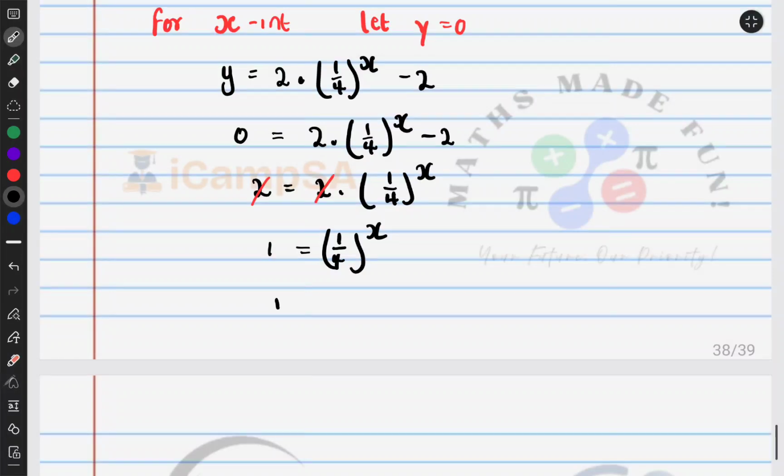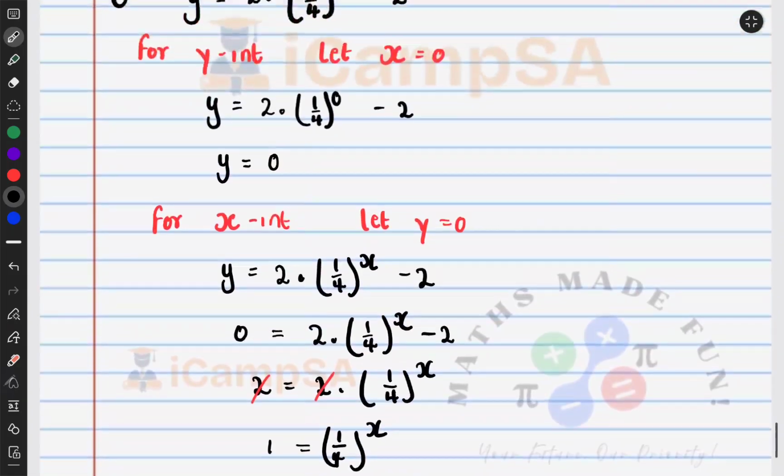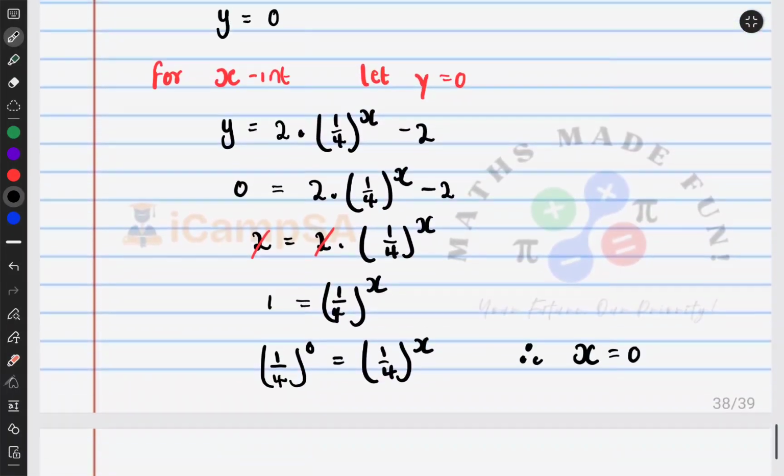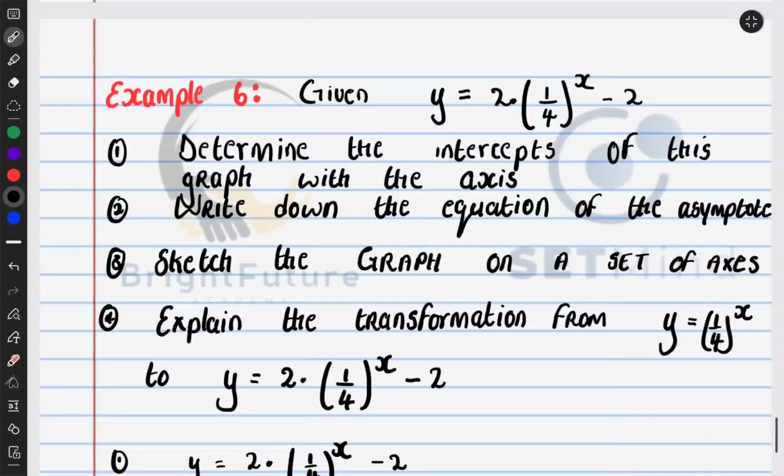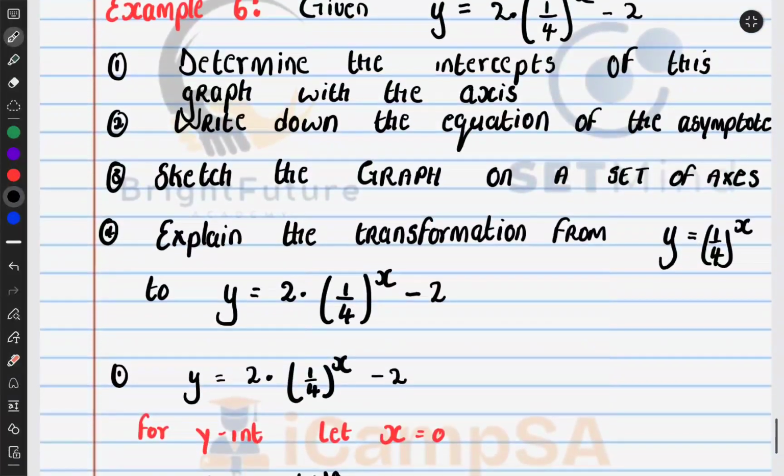Remember laws of exponent, so 1 over 4 to the power of 0 is the same as 1 over 4 to the power of x. Therefore, x is equal to 0. So the x and the y-intercepts are actually 0. Those are the intercepts. That is where our function would cut the x and the y-axis, at the origin.